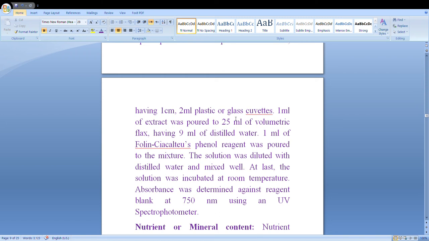1 ml of extract was poured into a 25 ml volumetric flask, having 9 ml of distilled water, and 1 ml of Folin-Ciocalteu phenol reagent was poured to the mixture. The solution was diluted with distilled water and mixed well. At last, the solution was incubated at room temperature. Absorbance was determined against reagent blank at 750 nm using a UV spectrophotometer.